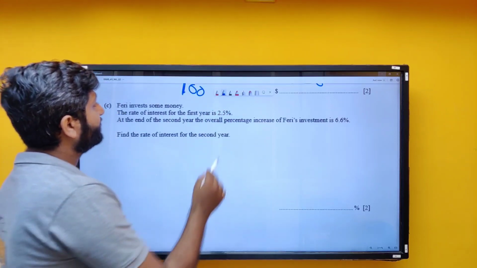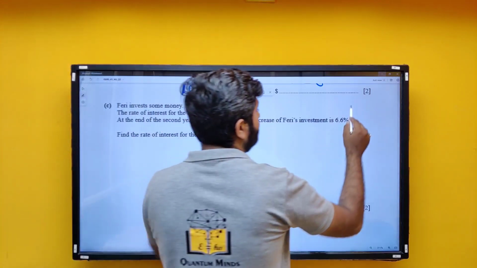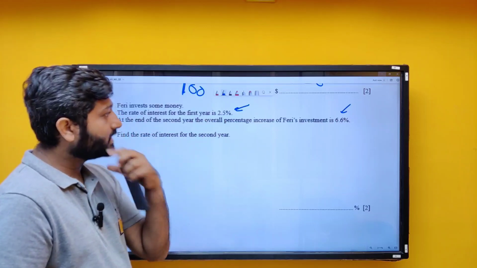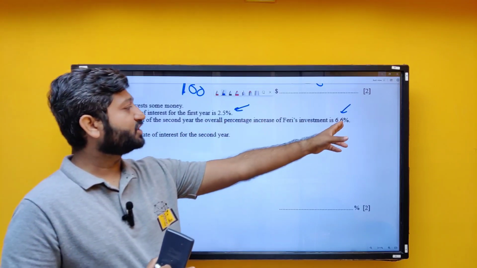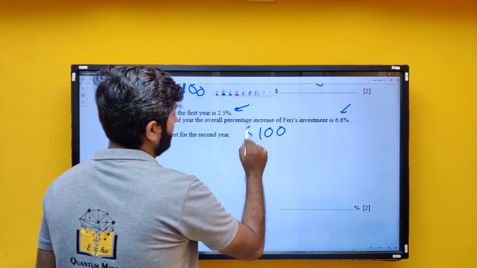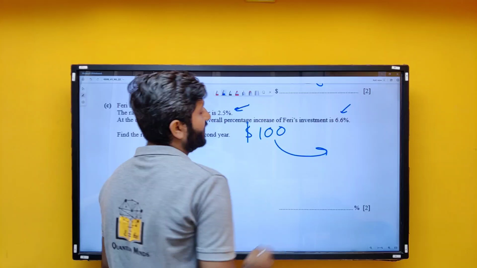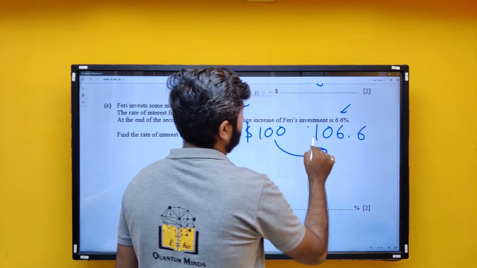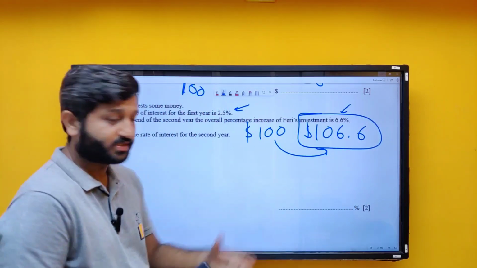Ferry invests some money. The rate of interest for the first year is 2.5%. In the second year, the overall percentage change of Ferry's investment is 6.6%. Calculate the rate of interest for the second year. So let's say she's investing $100, and the overall percentage change is 6.6. So at the end of 2 years, her investment would be worth $106.6, right? This would be her final amount after 2 years.